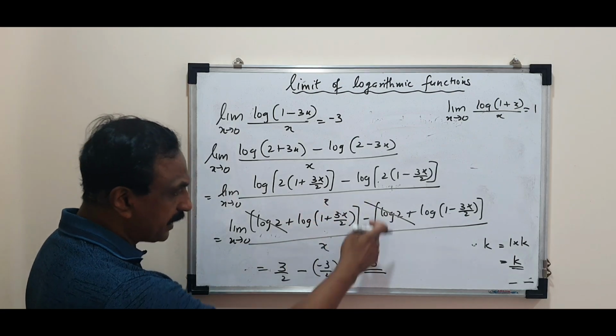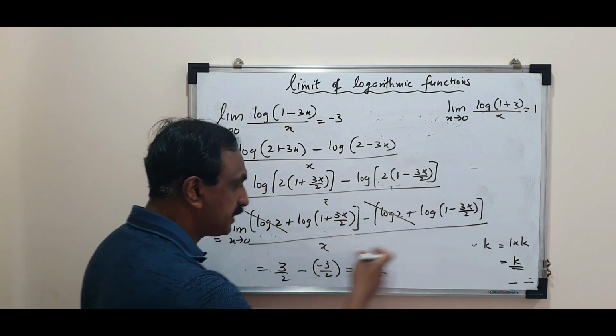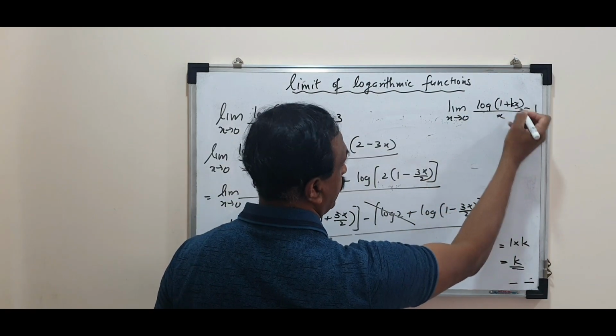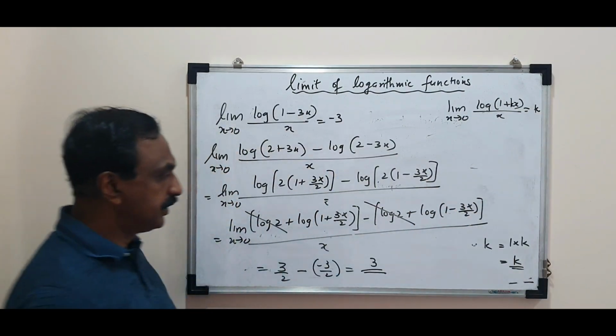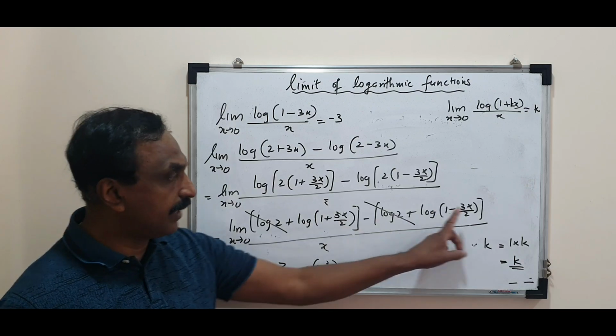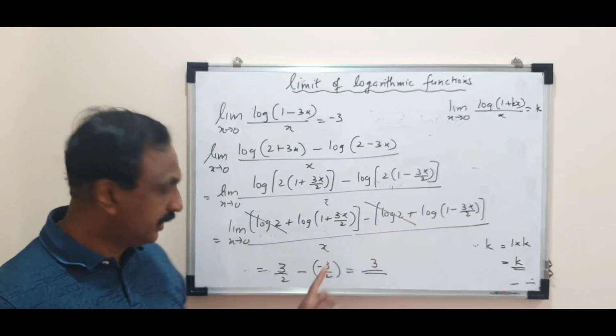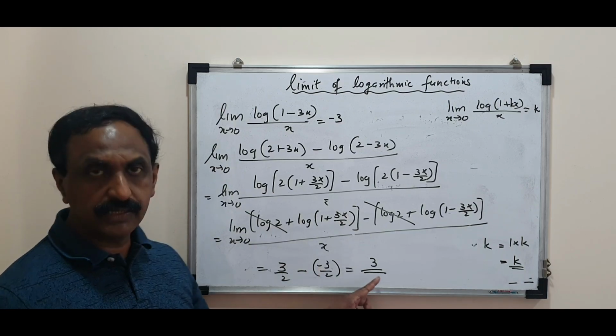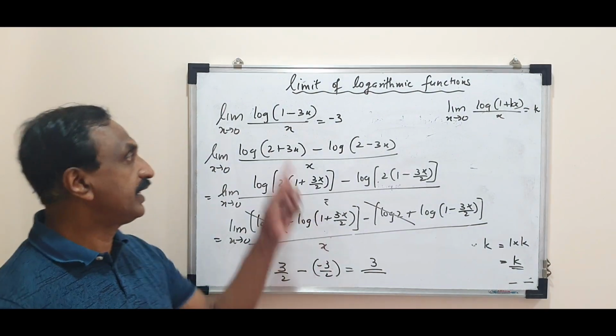If you take this much as one formula and this much as another formula, the coefficient of x, if it is k over here, then the answer is k. So 3 by 2 is over here, so the answer is 3 by 2. Minus 3 by 2 over here, so the answer is minus 3 by 2. Already there is a minus sign here, so minus of minus is plus, hence it becomes 3. So it's very easy to understand.